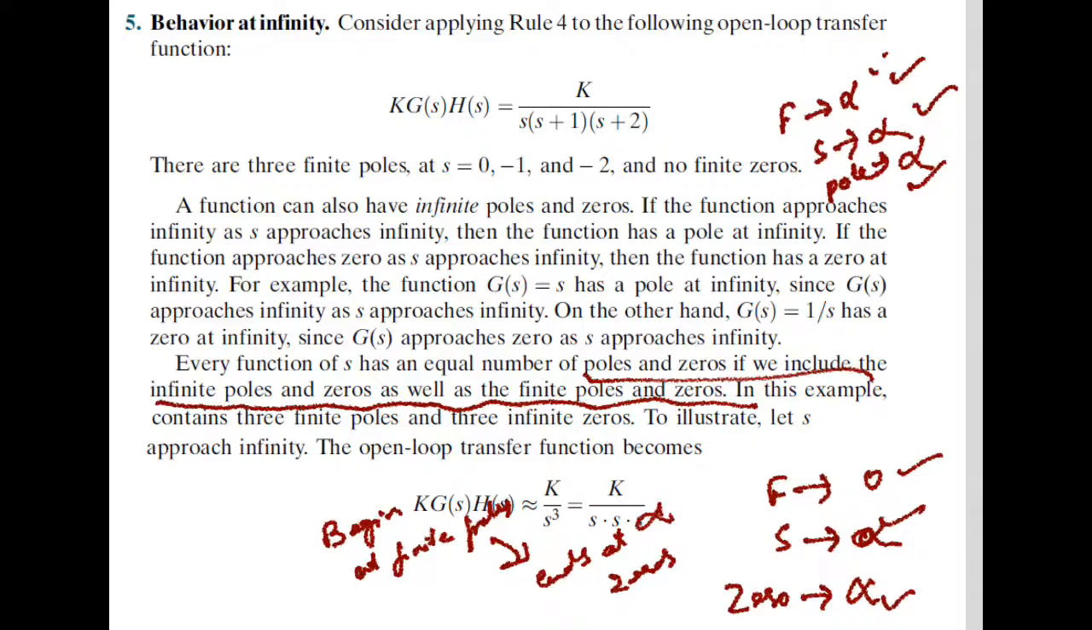Now what are these infinite zeros? We must know these zeros in order to show the locus moving from the 3 finite poles to the 3 infinite zeros. We know the finite poles, but we don't know the infinite zeros. So for the locus plotting, we must know these infinite zeros.